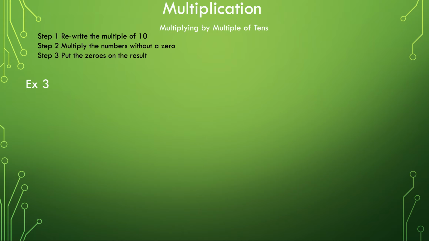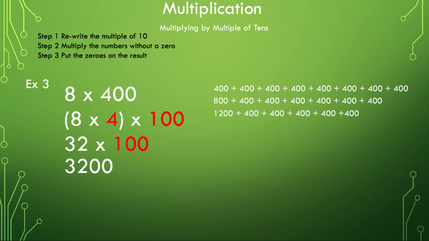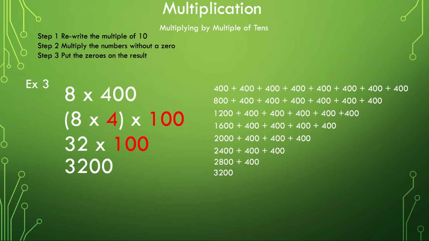We have example 3. We have 2 more after this one, each one a little bit different than the last. Let's get started. 8 times 400. We change it to 4 times 100. Now we're going to multiply the numbers without a 0 to get 32 times 100. Add the zeros at the end. And now we're going to show you why this all works with addition. So 400, 800, 1200, 1600, 2000, 2400, 2800, and 3200 as your answer.